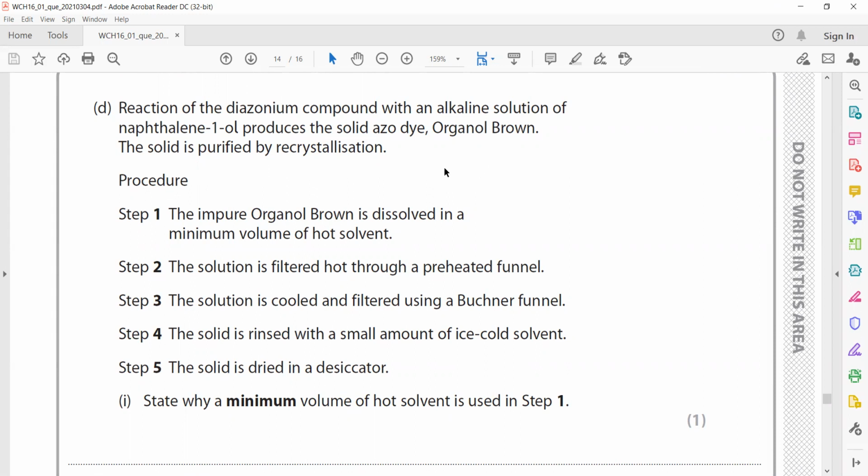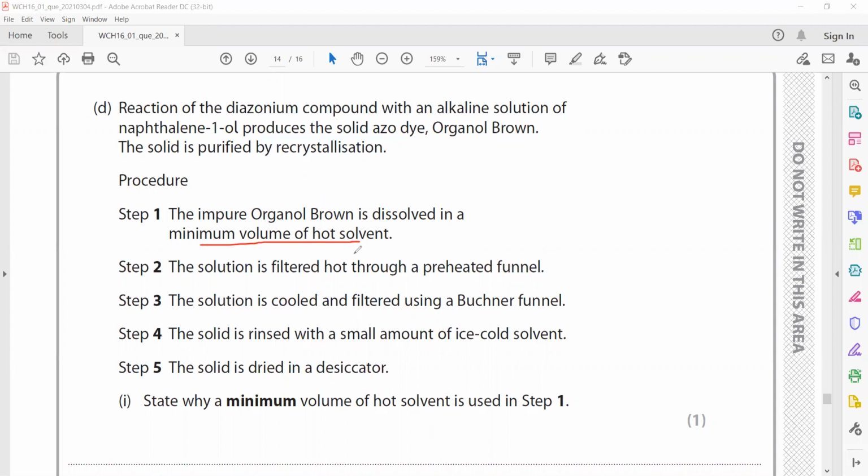The solid is purified by recrystallization. So these are the steps of recrystallization. Impure organol is dissolved in a minimum volume of hot solvent. Why do we use a minimum volume? To make sure that when we recrystallize, the maximum amount will crystallize.